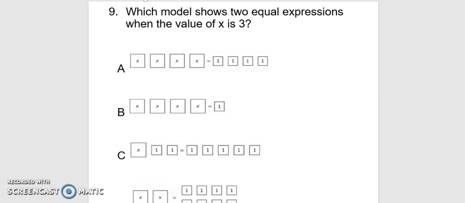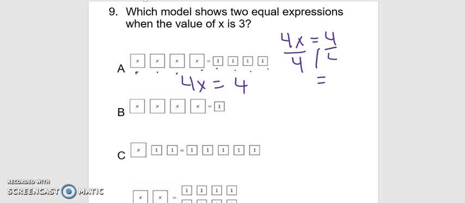So the first one, letter A, we have 1, 2, 3, 4 x's is equal to 1, 2, 3, 4. So 4x is equal to 4. The operation happening with the 4 and the x is multiplication, so I'm going to divide both sides by 4. 4 divided by 4 is 1, so I'm left with x. 4 divided by 4 is 1. So that is not equal to 3, so A is not my answer.